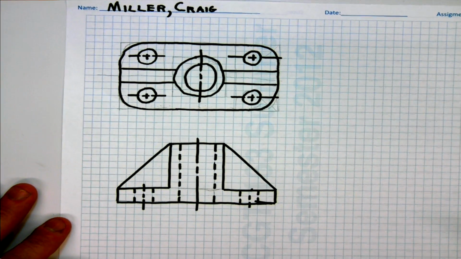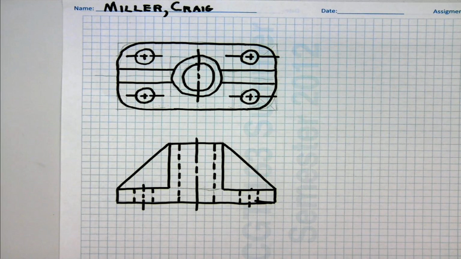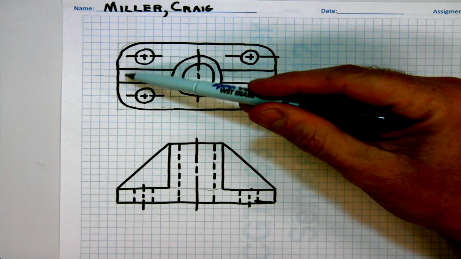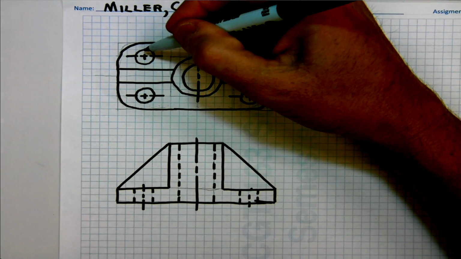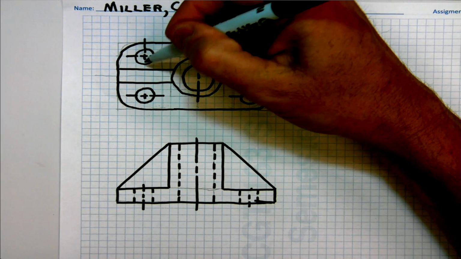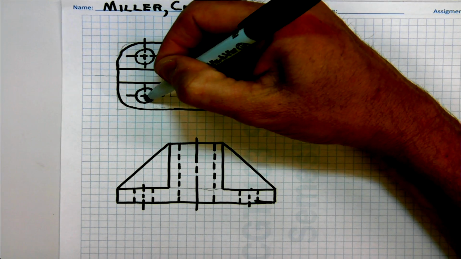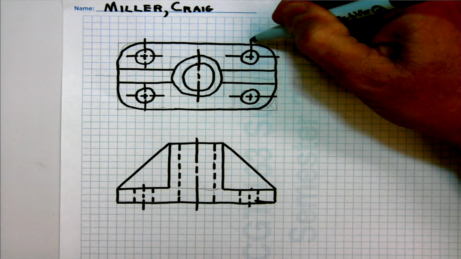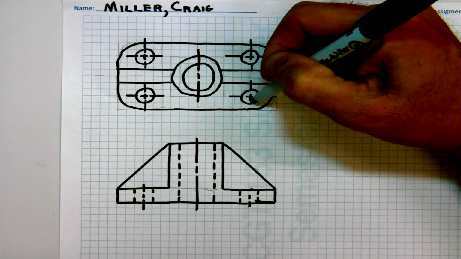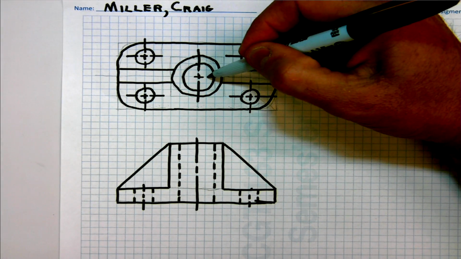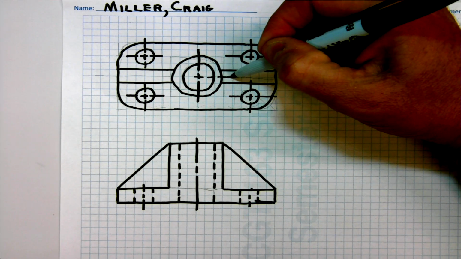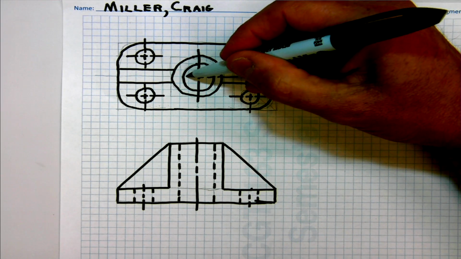Another example here. Let's describe the geometry on this one. You have a rectangular base here that's got the corners rounded off. You put some center lines in here, there, there, and there. Okay, center line right here. Center line out to here.